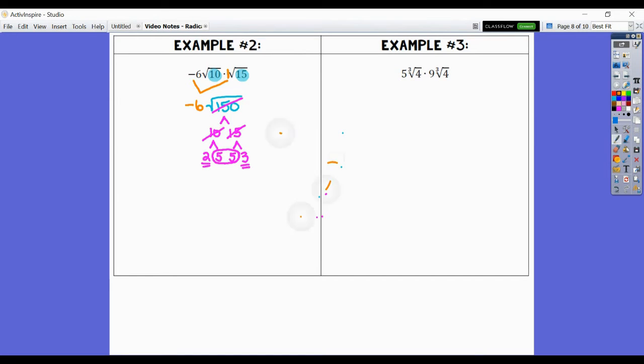So we bring down the negative 6 that was already there outside, and then that gets multiplied by the 5 that is brought outside because it's a pair. Left inside my radical is going to be 3 and 2, which will combine together by multiplication to make 6. Final answer is negative 30 square root of 6. Let's try the next example.